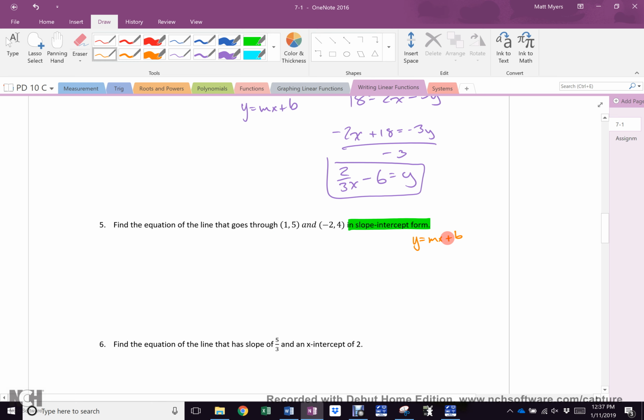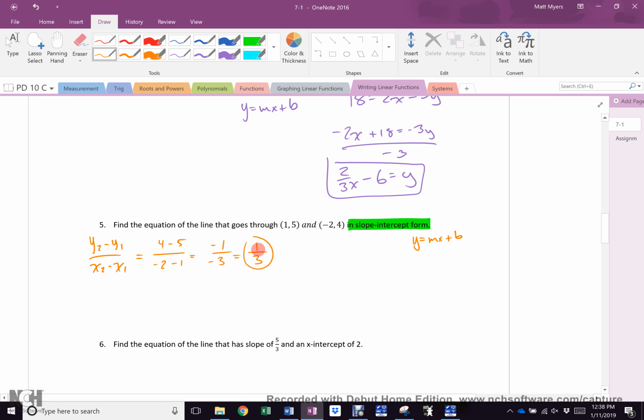Slope. Can I find the slope? How? y2 minus y1 over x2 minus x1. What is it? 4 minus 5 over negative 2 minus 1. 4 minus 5 is what? Negative 1. Negative 2 minus 1 is what? Negative 3. Two negatives make a positive. So there is my slope.